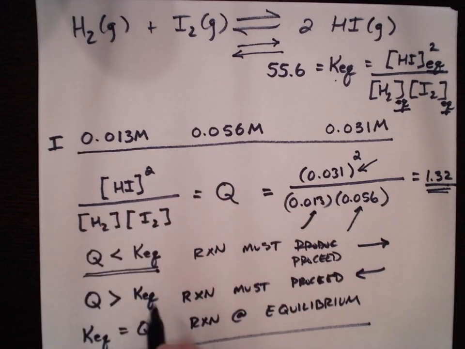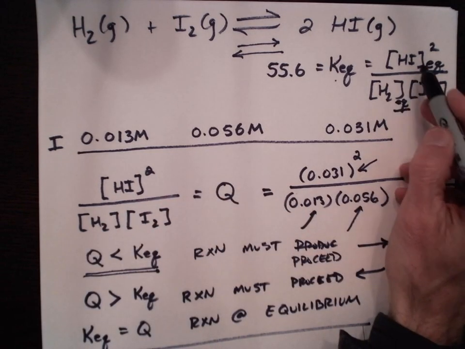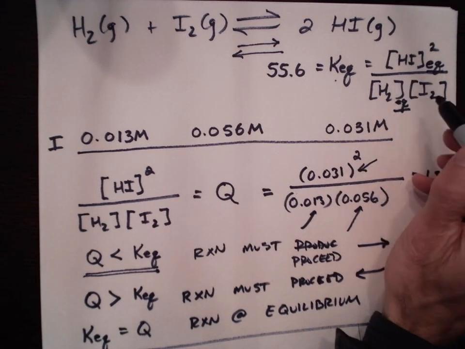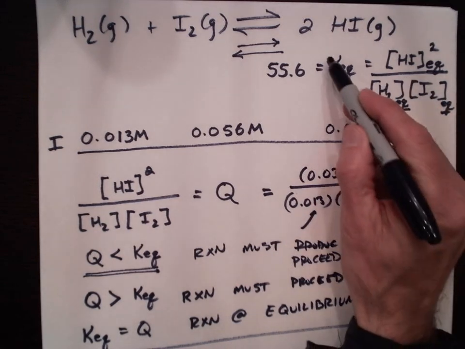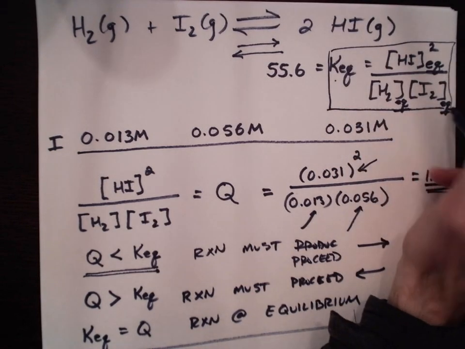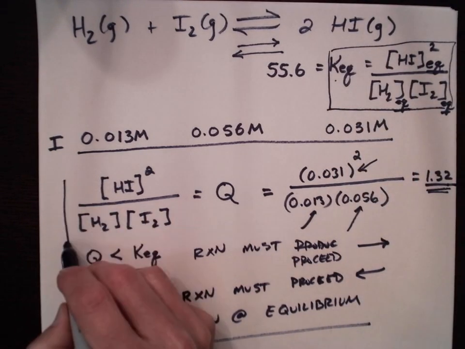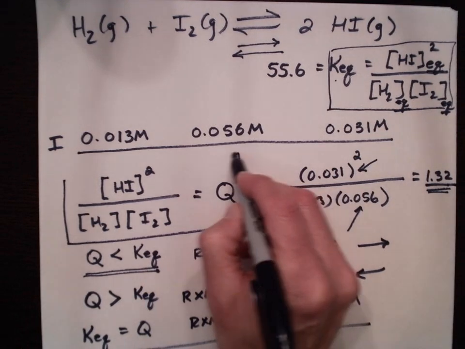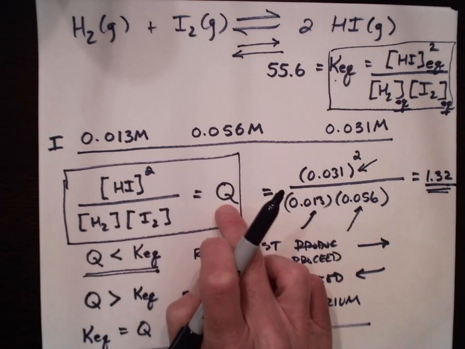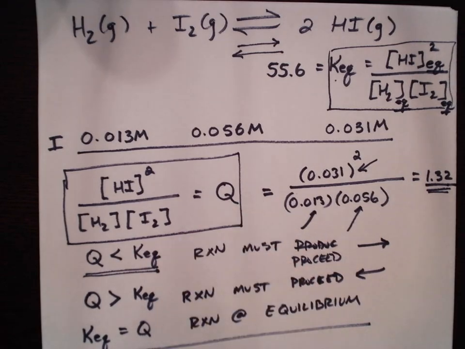So keep that in mind. The values of the concentrations of the reactants and the products only at equilibrium apply when you're solving for the equilibrium constant, but you can put the values in at any time, whether you're at equilibrium or not, when you're calculating Q, the reaction quotient.